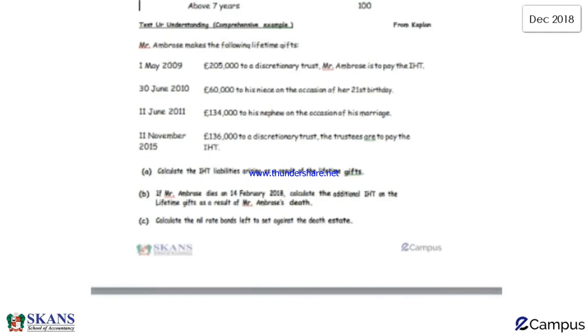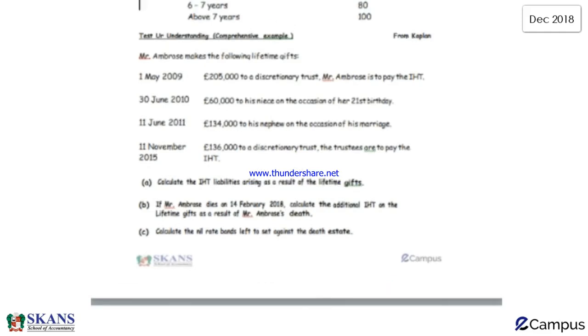Mr. Ambrose made the following lifetime transfers. The first one is a CLT and Mr. Ambrose is to pay the IHT. Second is a PET made to his niece on her 21st birthday. Third is also a PET made on the occasion of marriage, so don't forget to deduct the marriage exemption out of it. Fourth, on 11th of November, 136,000 to a discretionary trust. Trustees are to pay the IHT.